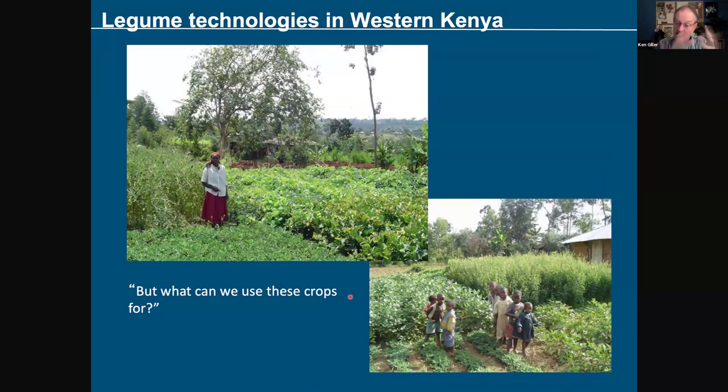And we explain this wonderful benefit of nitrogen fixation that can contribute to the soil. But she says, yeah, but I've got hungry mouths to feed. And when you've got emaciated children walking through your green manure plots, you start to realize that farmers need grain legumes. They need immediate benefits. They can't wait for these longer term benefits that we can get from these technologies like green manures.